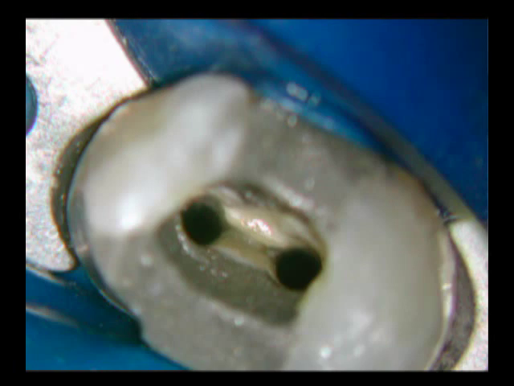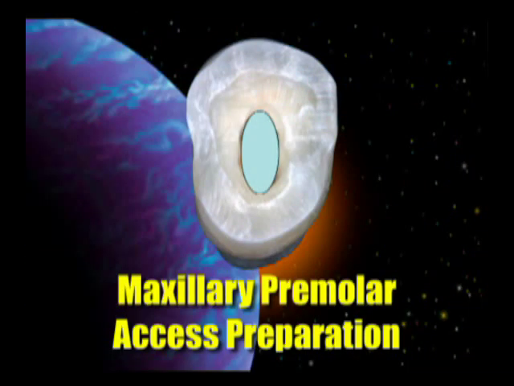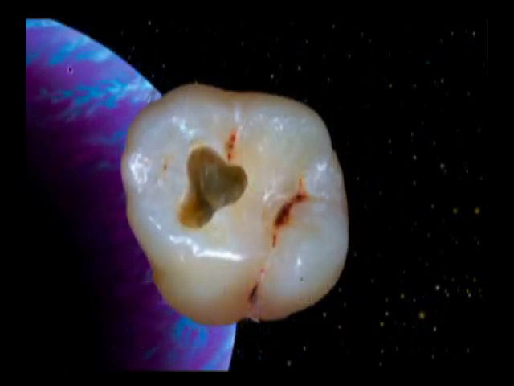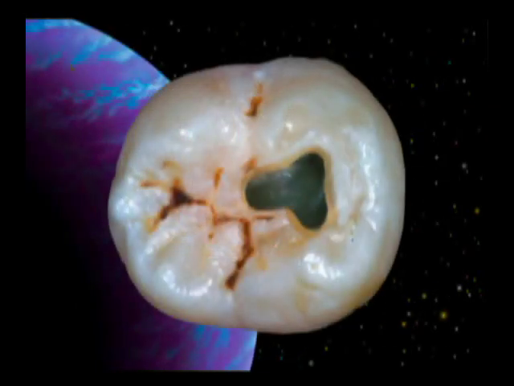tooth structure. So if you follow these directions and make your conservative access as we've just shown you, you'll find that you have beautiful access openings in the premolars, nice looking access opening in upper molars as well as lower molars. Give this a try and I think you'll be surprised how conservative you can make your access opening and still get straight line access into the tooth.